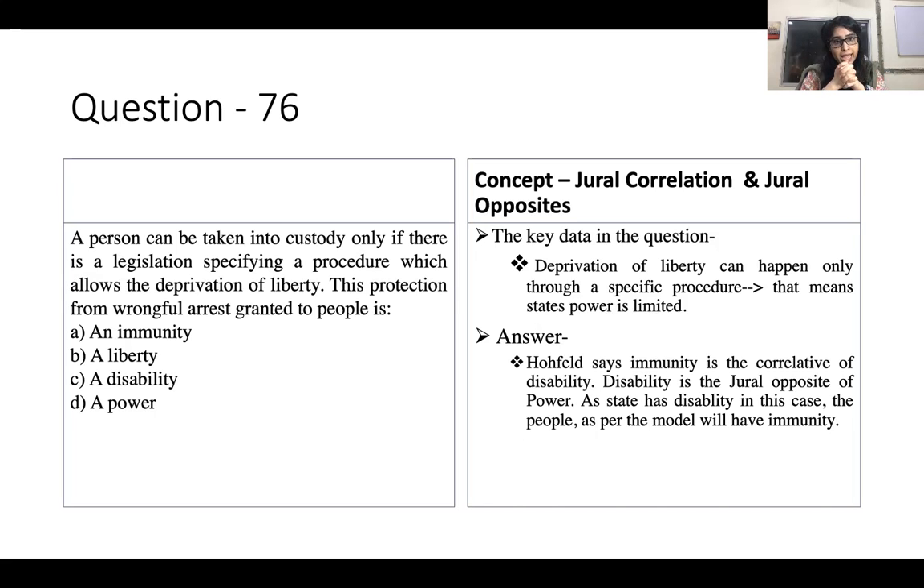And the data that we have in this question is deprivation of liberty can happen only through a specific procedure. That means the state's power is limited, right? So the answer here is Hohfeld says an immunity is the correlative of disability, right? So disability is the jural opposite of power. As the state has a disability in this case, the people as per the model will have an immunity. So the answer is immunity here.